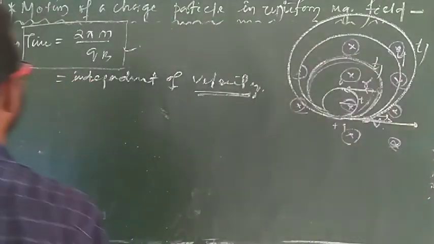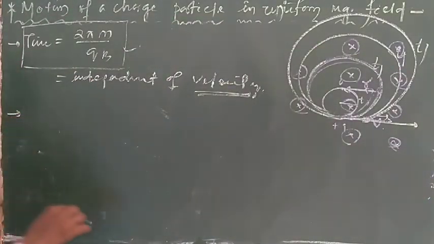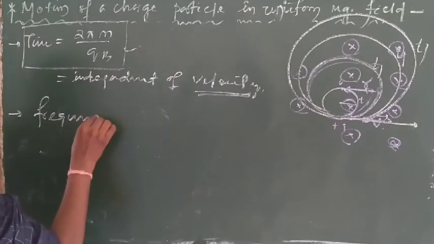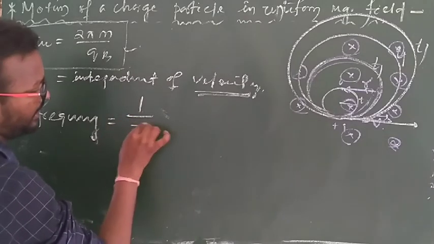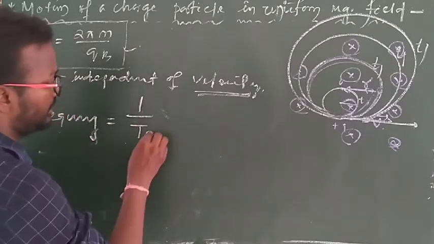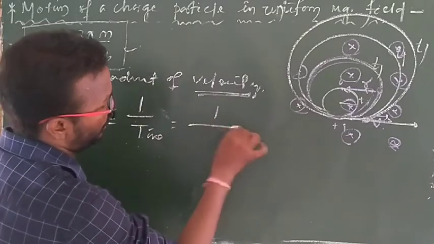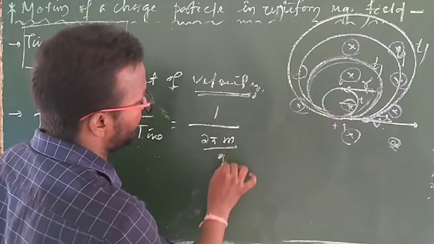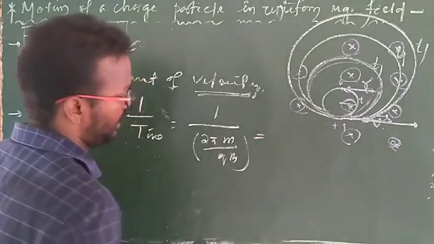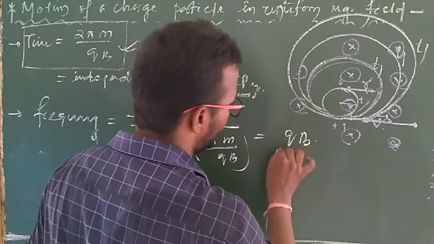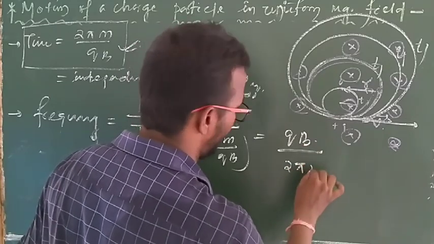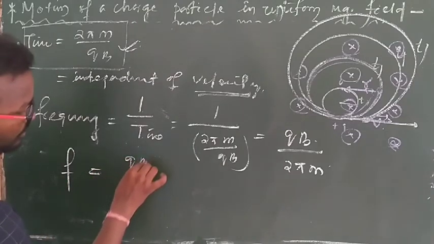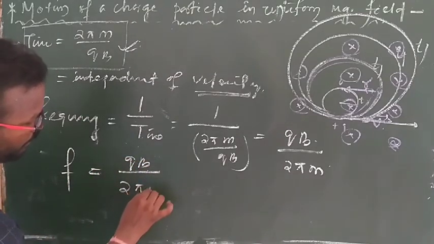Now, if you find the frequency of the charged particle, what is frequency? The number of revolutions completed per second. So frequency equals 1 by time period T, which is 1 by 2 pi m by q b, and this can be written as q b by 2 pi m. This is the expression for frequency: f equals q b by 2 pi m.